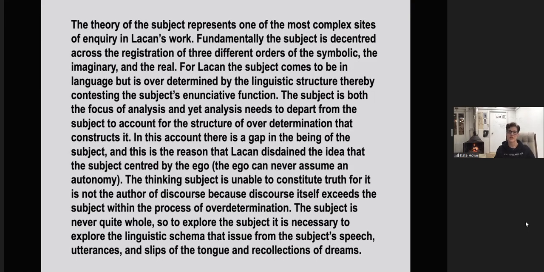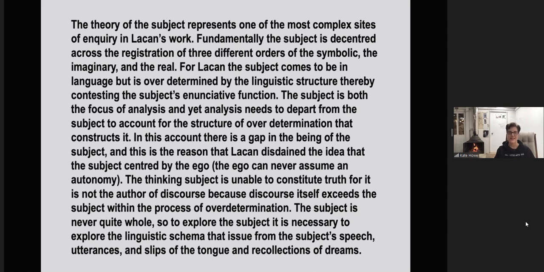The theory of the subject represents one of the most complex sites of inquiry in Lacan's work. Fundamentally, the subject is decentered across the registration of three different orders: the symbolic, the imaginary, and the real. For Lacan, the subject comes to be in language, but is overdetermined by the linguistic structure, thereby contesting the subject's enunciative function. The subject is both the focus of analysis, and yet analysis needs to depart from the subject to account for the structure of overdetermination that constructs it. In this account, there is a gap in the being of the subject.